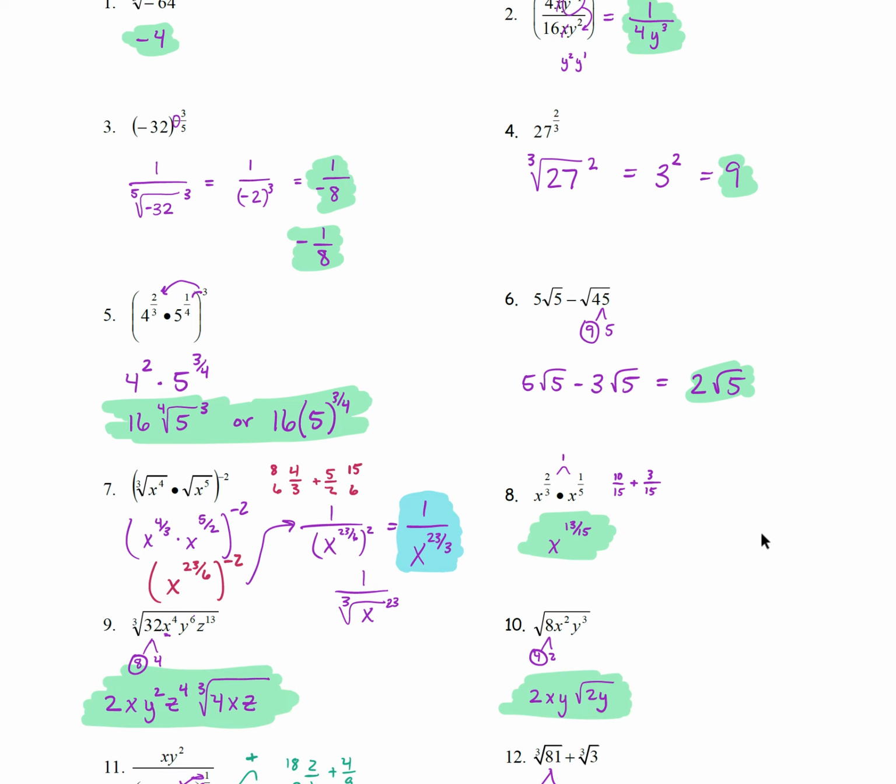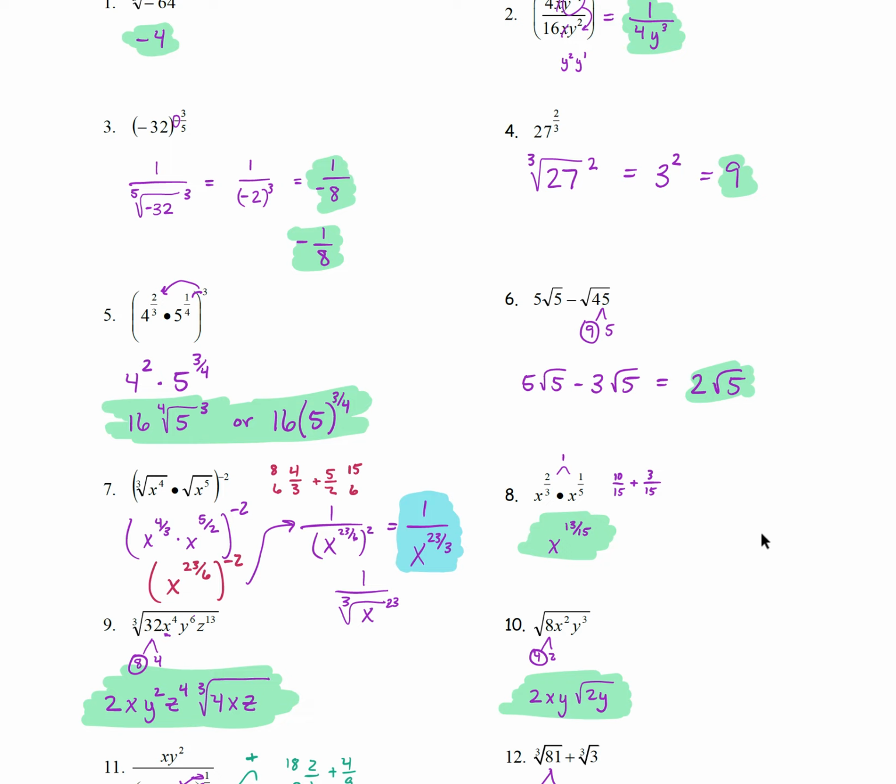Okay, looking at 5. This is a power to a power, and so we're going to multiply. So 2/3 times 3 is just 2, and then 1/4 times 3 is just 3/4. And so 4 squared is just 16, and 5 to the 3/4 is just what it is. It's 5 to the 3/4, or in radical notation, it would be 5 cubed to the 1/4. You can leave it as 5 cubed, or you could write it as 125.